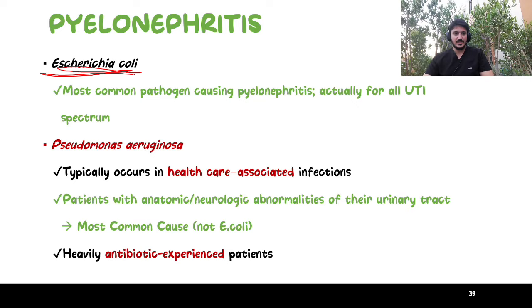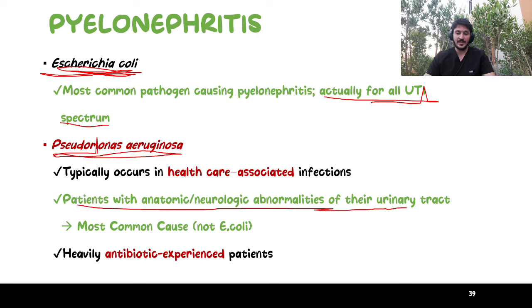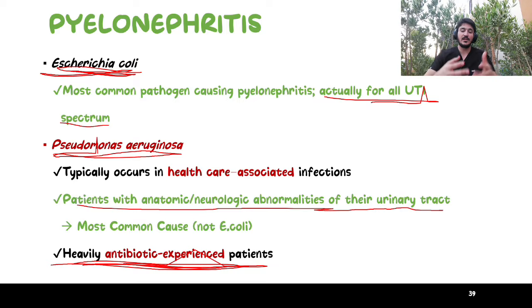And as you have guessed, E. coli is the most common pathogen causing pyelonephritis, and actually for the whole UTI spectrum, and I've mentioned it like a million times by now. One of the special cases is Pseudomonas aeruginosa, where it's more common than E. coli. Pseudomonas aeruginosa is more likely to cause UTI in patients with anatomic or neurologic abnormality in the urinary tract. So if you have a patient with an abnormality in the urinary tract, like a horseshoe kidney, vesicoureteral reflux, or whatever it is, Pseudomonas is the most likely cause of the UTI. Or if the patient is heavily antibiotic experienced or has had a lot of antibiotic courses. Remember that. That's really important.